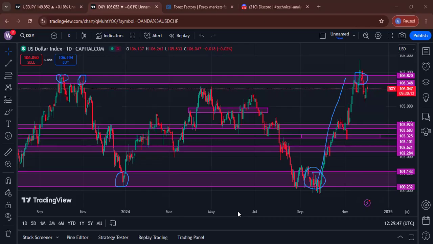Anything else you notice about these levels? They have not been retested. Mm, they are being retested. On the demand side, yes, down here, on the demand we lacked retracements. I mean, we lacked those retests on the daily, but on the supply areas, we've had multiple retests.